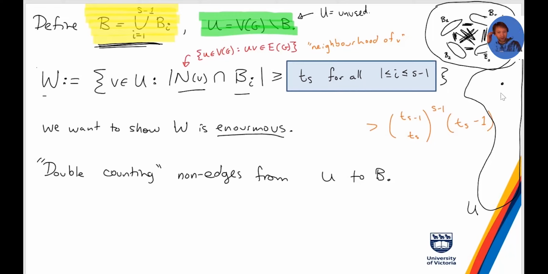Yes, that's a good question. How do we know we have unused vertices? Well, you can assume, because we're assuming that the number of vertices in G is very large, and the number of vertices in B is only S minus 1 times T sub S minus 1, which is a finite constant number. So there are always going to be some unused vertices over here. And W is the set of unused vertices which have a lot of neighbors in all of the Bi sets. So W is some subset of U, which is the vertices that are not in B.